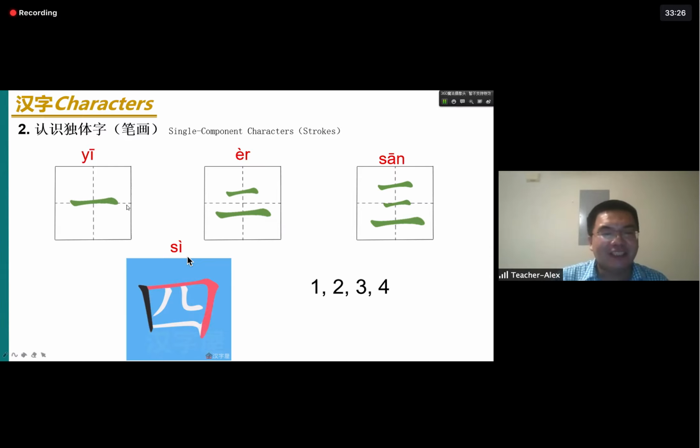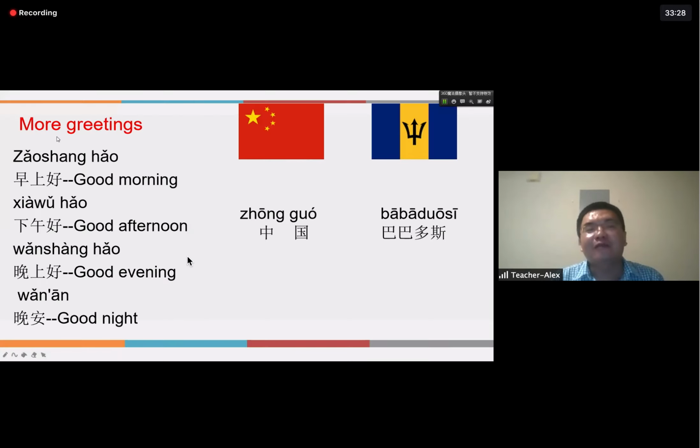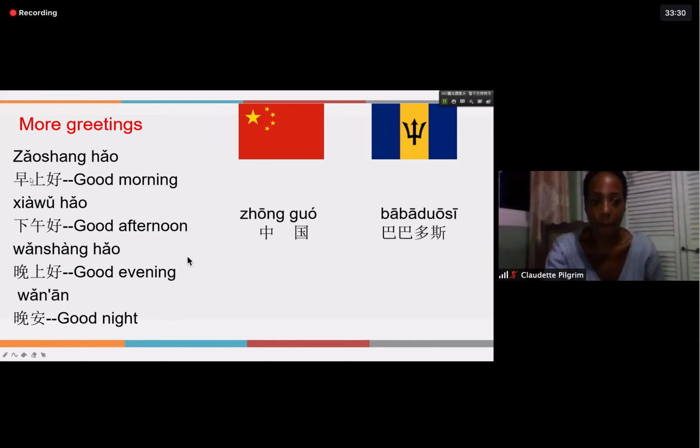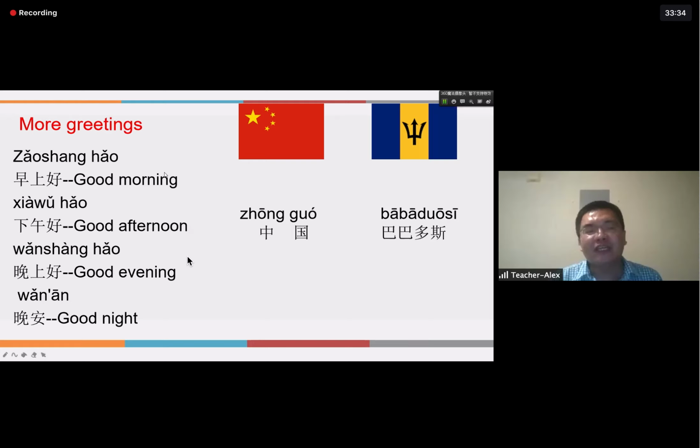Let's go to the next page. On the next page, we are going to learn more greetings. The first one is good morning. Good morning is 早上好. First you can read after me, you can mute your microphone, then we will have some students to practice. 早上好. So 早上 means morning, 好 means good.